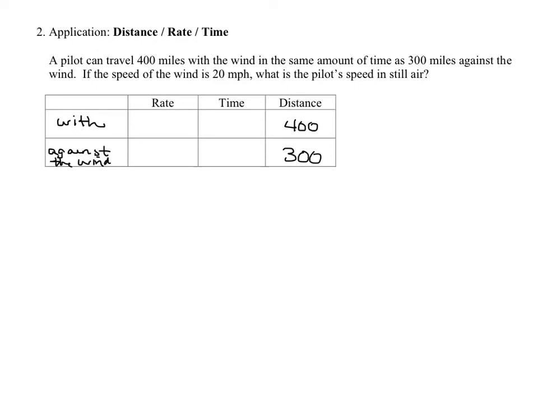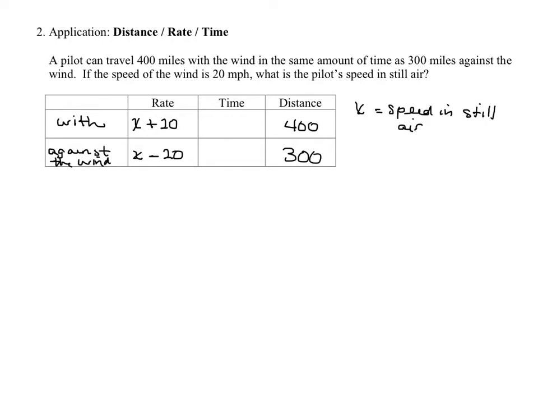So rate, we're going to look at rate. The wind is going to push him along, so it's his speed in still air plus the speed of the wind. So x is the speed in still air. Good? Now, against the wind would be x minus 20, because the pilot's flying at a certain rate and the wind is going against the plane, so it's slowing it down.